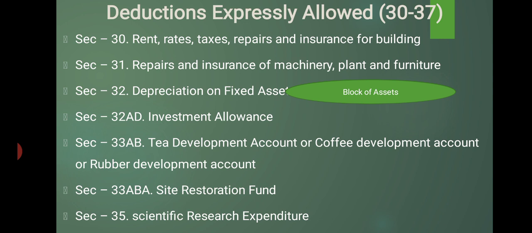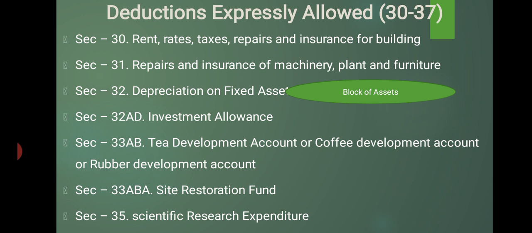The next one, that is investment allowance, section 32AD. Investment allowance at the rate of 50% of cost of new plant or machinery acquired during 1st April 2015 to 31st March 2020 for setting up an undertaking or enterprise for manufacture or production of any article or thing on or after 1st April 2015 in a notified backward area in the state of Andhra Pradesh, Bihar, Telangana or West Bengal. These are the provisions regarding investment allowance.